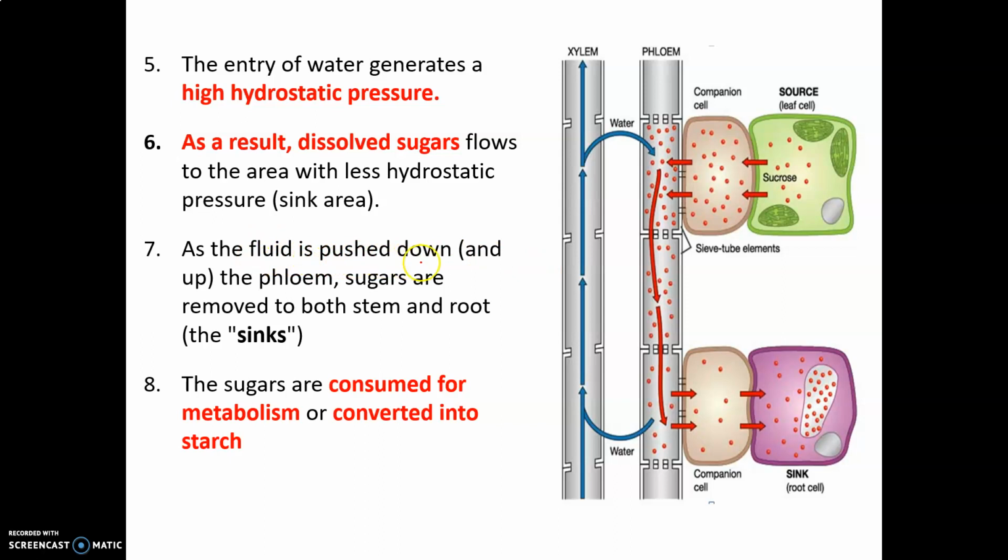As the fluid is pushed down the phloem, basically dia akan push down lah. Dia akan push down to the phloem, sugars are removed to both the stem and root, to the sinks lah. And pada ketika ini bila sampai dekat low hydrostatic pressure punya area, this sugar tadi will enter the sink cell, dia akan dibawa masuk ke dalam sink cell untuk digunakan for the metabolism. Dan sugar are consumed for metabolism ataupun converted kepada starch.